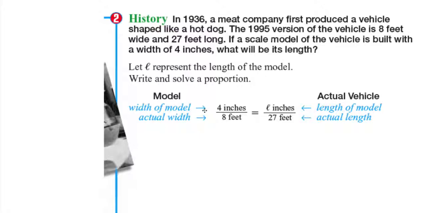In the numerator we have the width of the model, 4 inches, and the actual width, which is equal to 8 feet. So our scale is: every 4 inches is equal to 8 feet. When you talk about the model, this is basically the same as the scale. And just like in our previous example, this is actually our scale.